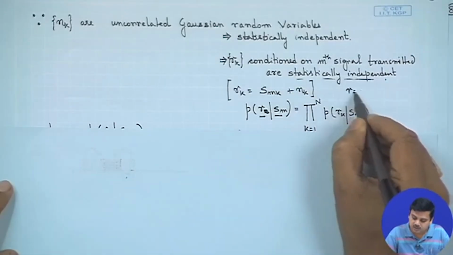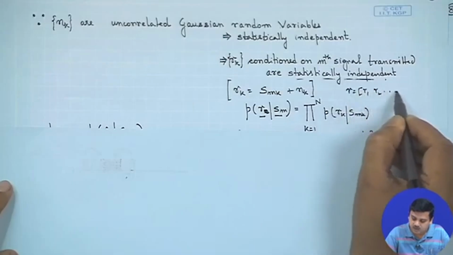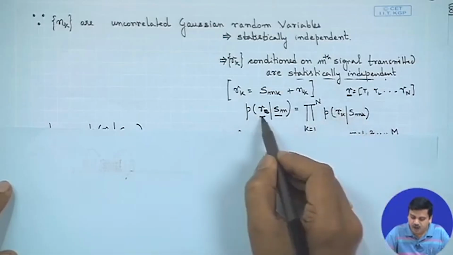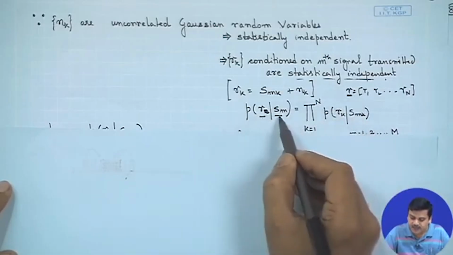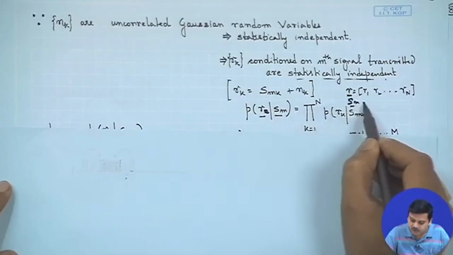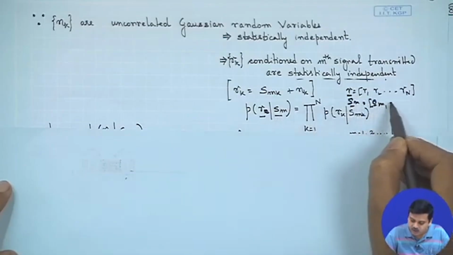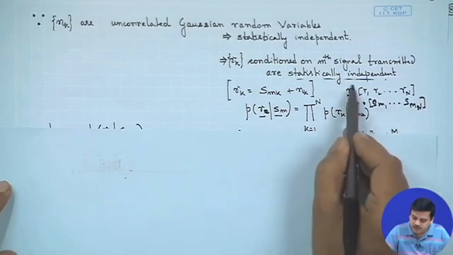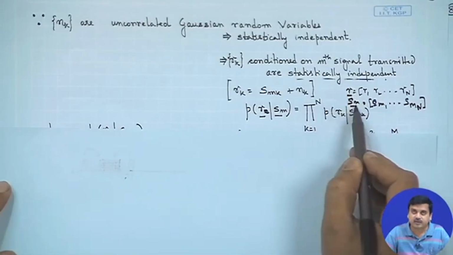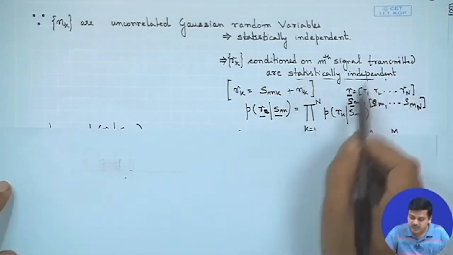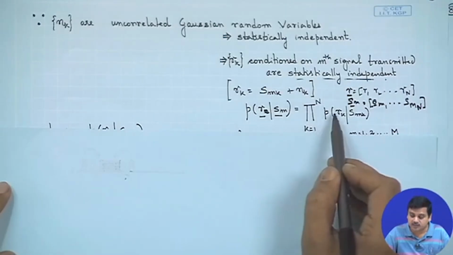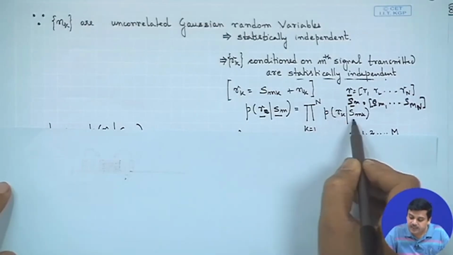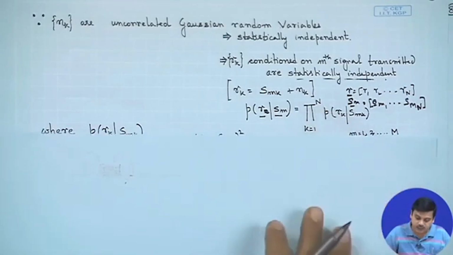So, R is made up of R 1, R 2 up to R N. So, when we say PDF of R given S m, S m is also having components S m 1 up to S m capital N. So, this vector conditioned on this vector, we should have a joint distribution, but since it is statistically independent, it is a product of the marginal distributions. That means, you can simply work with each of the components independent of the other component. That is what it says.